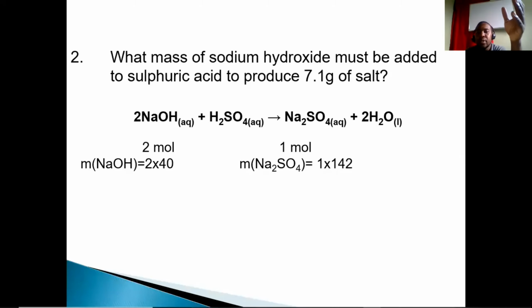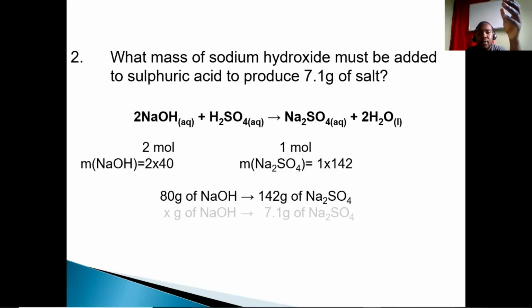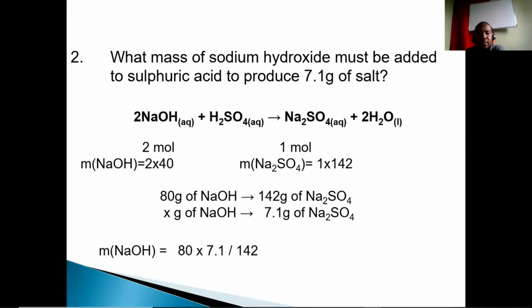So we need to find the molar mass of sodium sulfate, right? So the molar mass of sodium sulfate is 142 grams, right? And we know the molar mass of NaOH is 80 grams, right? So we have both molar masses. We have the mass of Na2SO4. We don't have the mass of NaOH. And in that case, we can cross multiply. So we get 7.1 times 80 and divide by 142, and it gives us the mass of NaOH to be 4 grams of NaOH must be added.